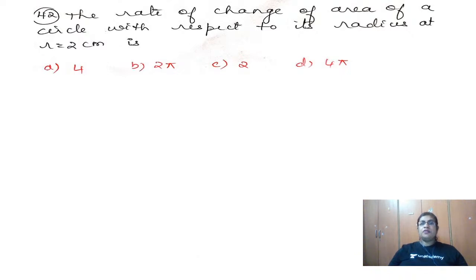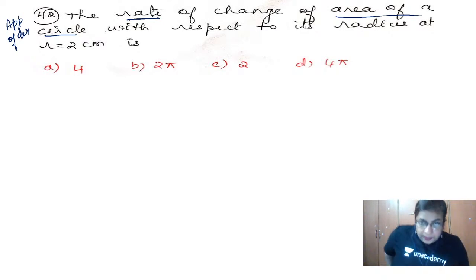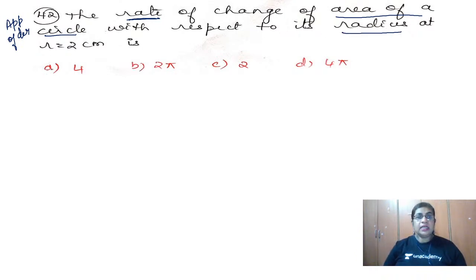The rate of change of, okay, this is application of derivatives. So application of derivatives chapter. The rate of change of area of the circle. Whenever the word rate is there, it is nothing but the derivative which you are going to find out. Okay, so very easy. Now, the rate of change of area of the circle with respect to its radius at r is equal to 2.